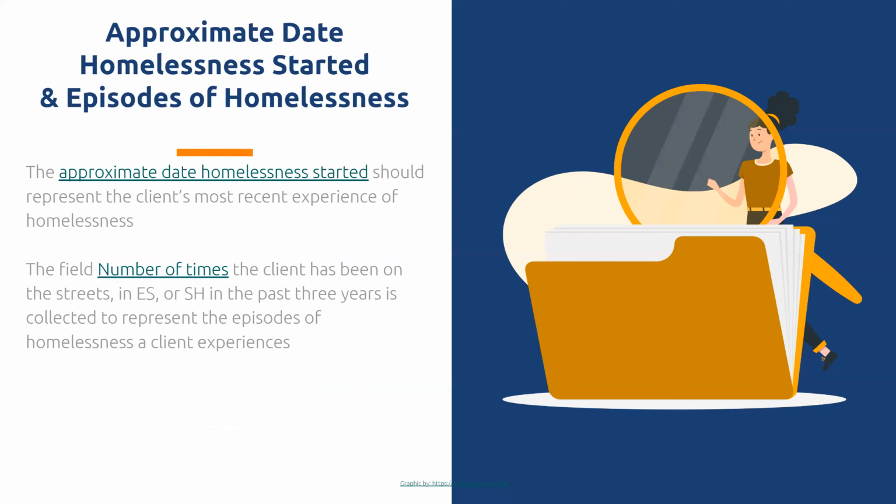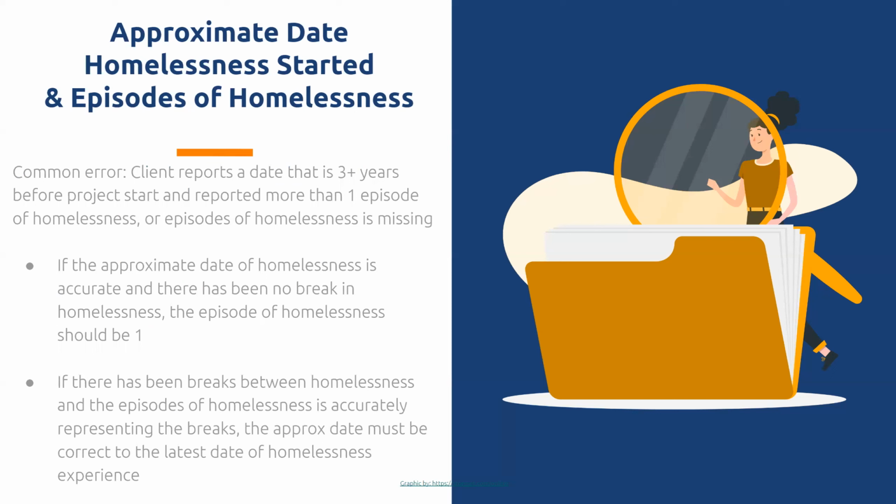The approximate date of homelessness started should represent the client's most recent experience of homelessness. The field number of times the client has been on the streets, in emergency shelters, or safe haven in the past 3 years is collected to represent the episodes of homelessness a client experiences. Next slide, please.